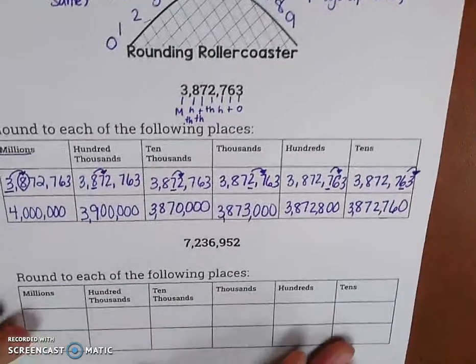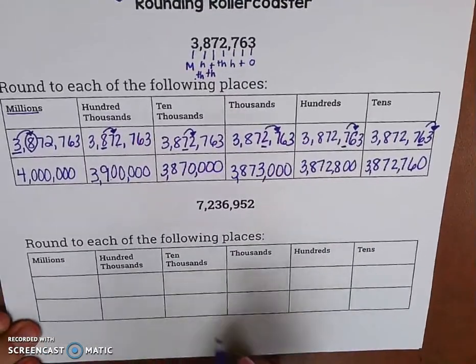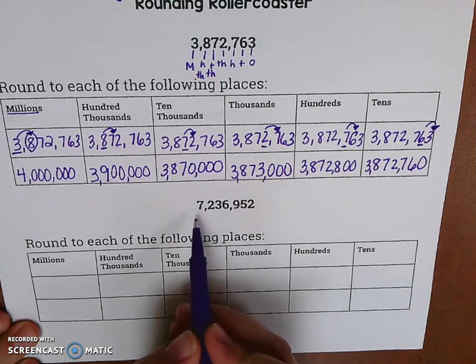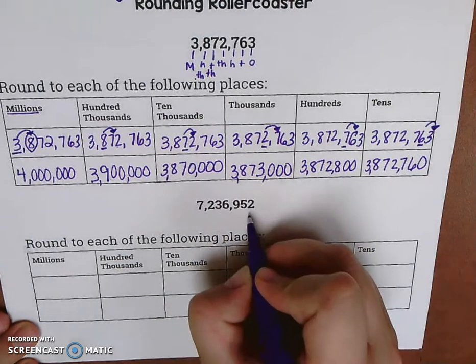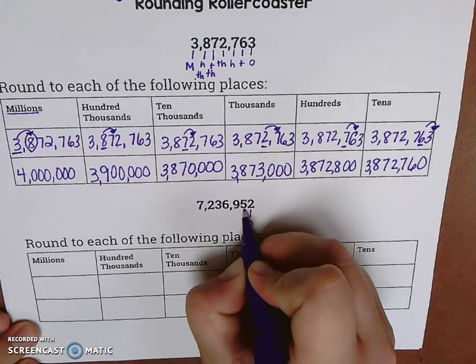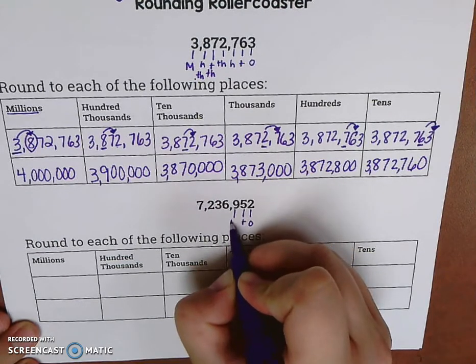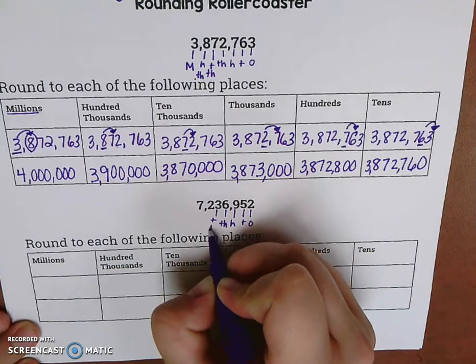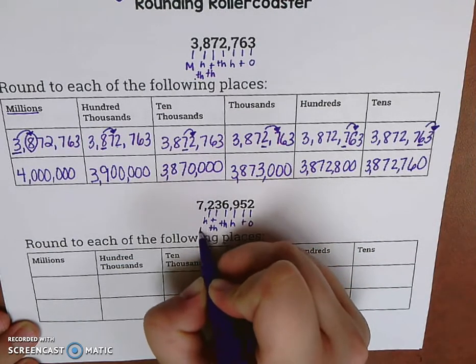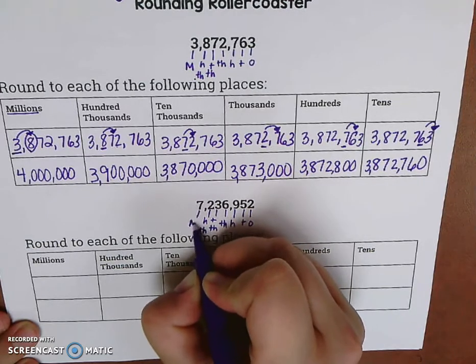Okay? What I would like you to do is try this number right here, 7,236,952. Let's go ahead and label our place values: ones, tens, hundreds, thousands, 10,000s, 100,000s, millions.